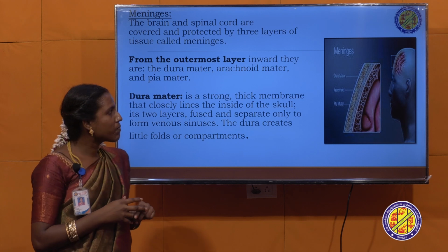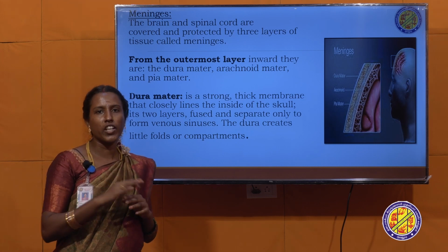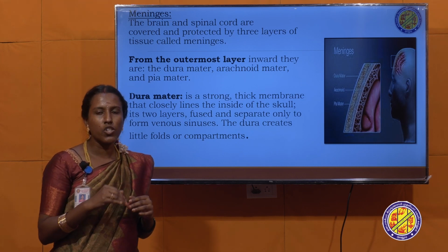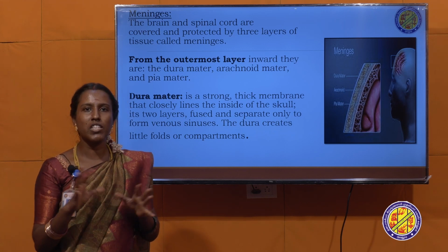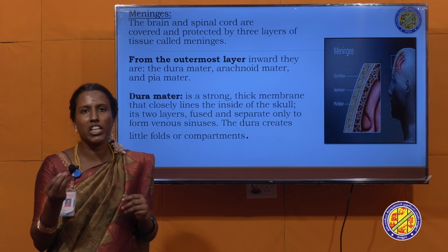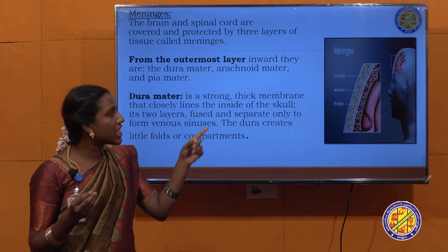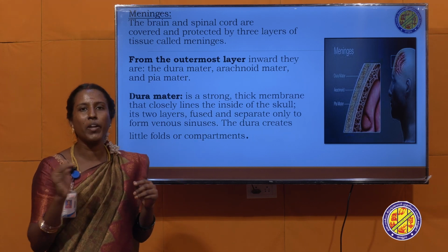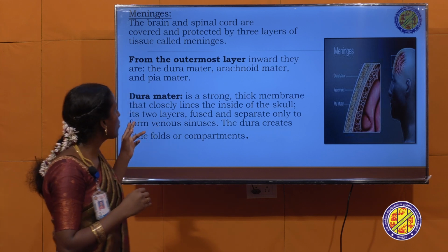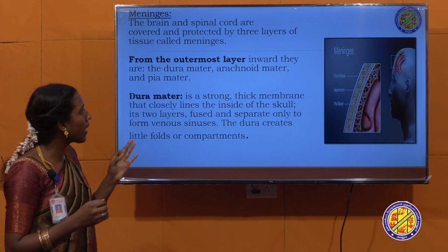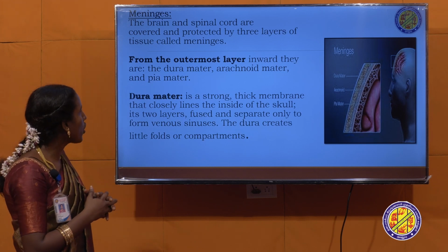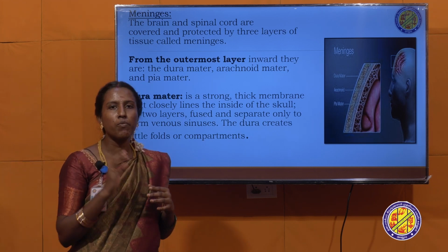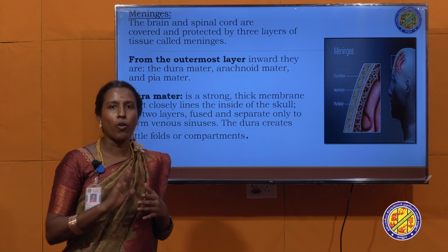Okay, the next one is the meninges. The meninges are the outer layer of the brain. The brain can be affected by small things, but the meninges help to cover our brain properly. We have three types in the meninges: the dura mater, arachnoid and pia mater. These three layers help to cover our brain properly. Okay, next.